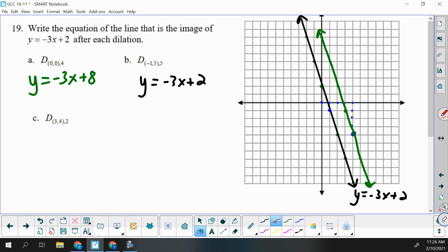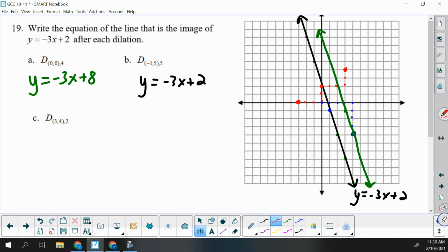C is going to be parallel as well because we identified the center of dilation was not on the line. 3, 4 is right here. And remember, we got to do it from the black line, the original line. We want it to be twice as far away. Well, from our center of dilation, down 2 and left 3. So we need twice that. So we want to go down 4 and left 6. So we've got to do another set of down 2 and left 3, so that should put us here.